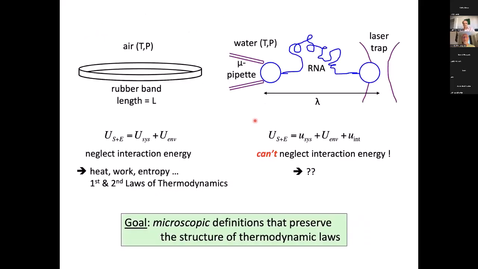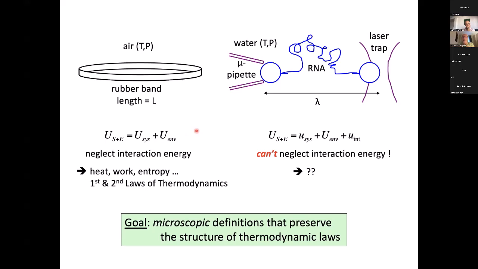Okay, so let's start with my favorite analogy between a macroscopic system and a microscopic system. In the macroscopic case, imagine I have some rubber band whose length is L. It's immersed in some surrounding air. If I were to write down the total energy of this universe, and when I say universe here, I'm always meaning the system and its surrounding environment, I would write that down as an energy associated with the system of interest, the rubber band, and an energy associated with the environment, which is the surrounding air. And of course, in writing down this equation, I'm neglecting the interaction energy between the system and its environment.